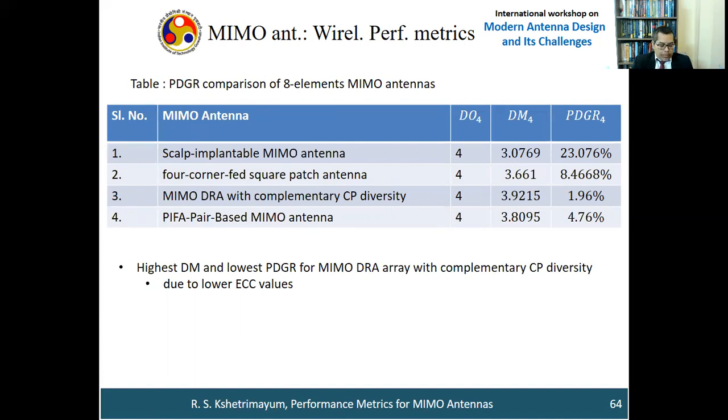So ECC becomes a major criterion for designing MIMO antennas, and if ECC values are lower, then MIMO antennas will have better diversity gain performance in MIMO wireless communications.